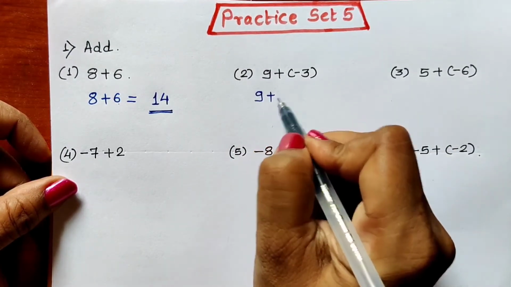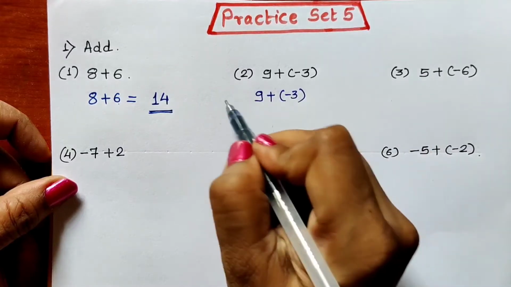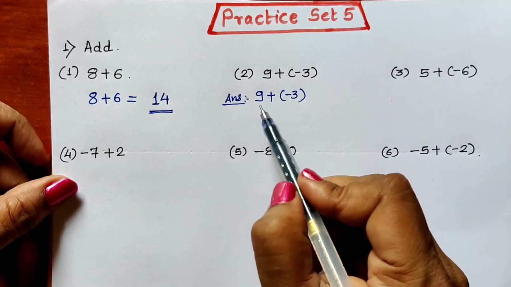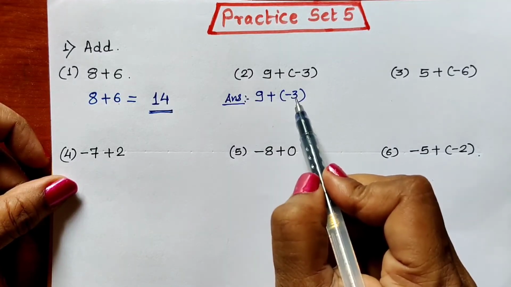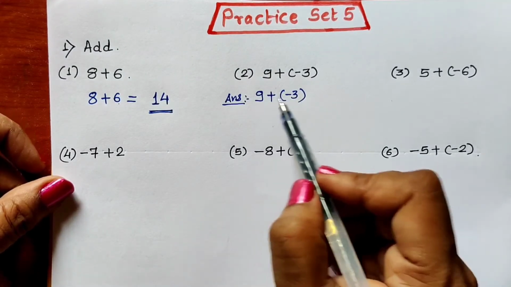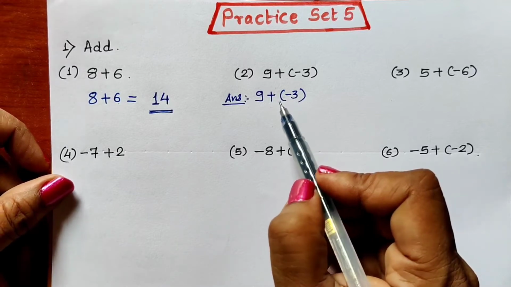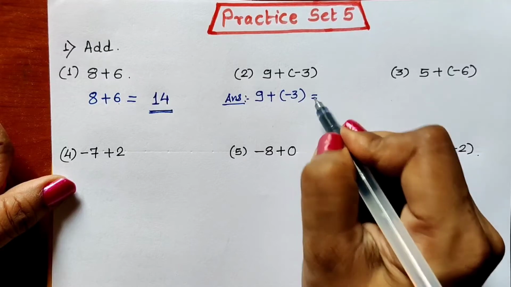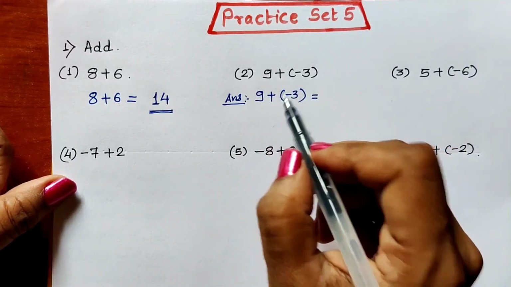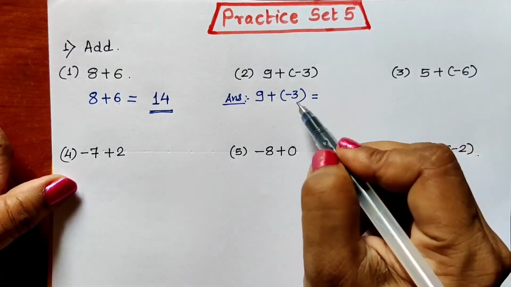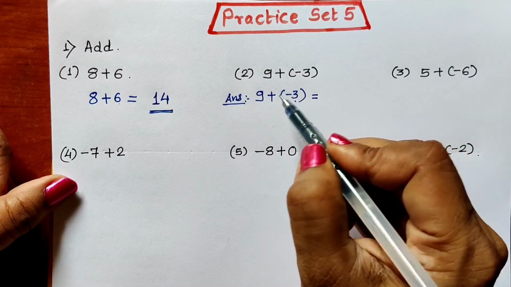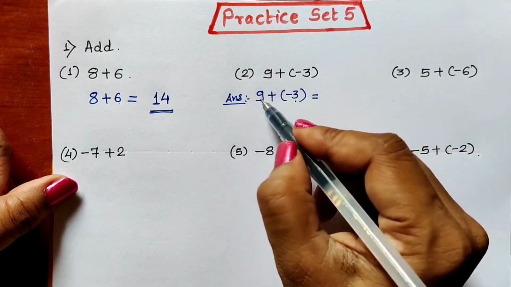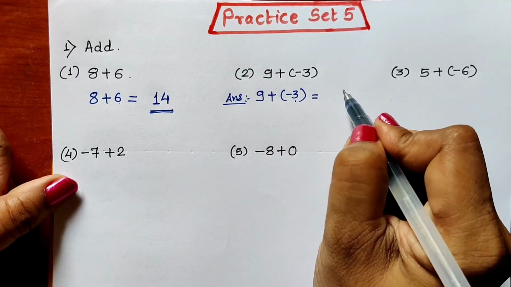Now let us see this second sum. 9 plus minus 3. So 9 is having plus sign, 3 is having minus sign. When both the integers have different sign, what will we have to do? We will have to ignore the sign. We have to subtract the smaller number from the bigger one. Which is the smaller number? 3 is the smaller number, 9 is the bigger number. So subtract 3 from 9. So 9 minus 3, answer is 6.